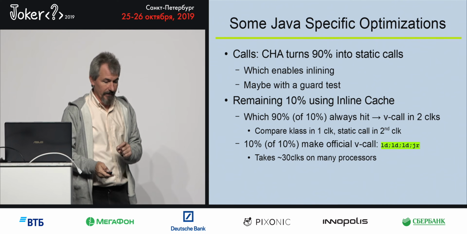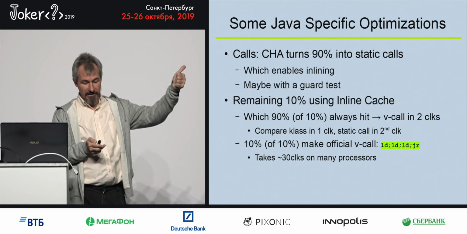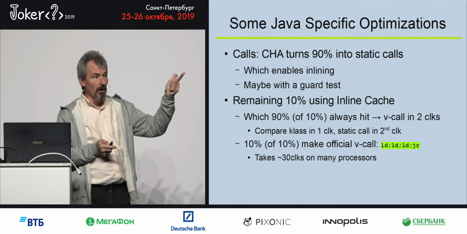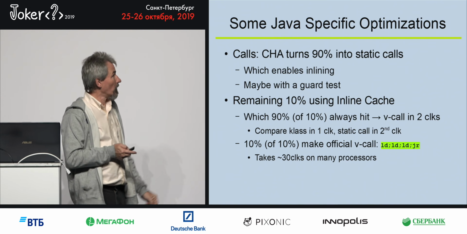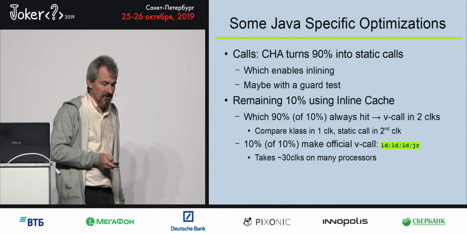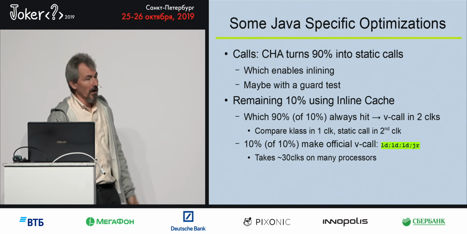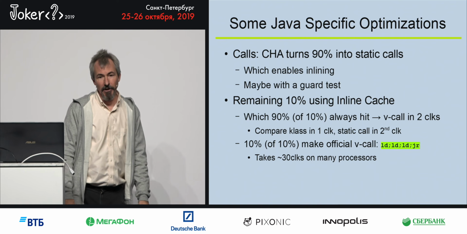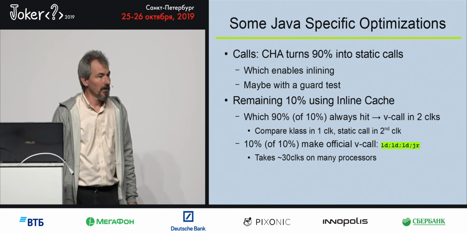So on a hit, it's a load, compare, branch. You got the correct class. That's one clock cycle on an x86. Second one, static call to a known target. It's 2 clocks to do a virtual call for roughly 90% of the 10% using inline caches. The remaining calls are actually megamorphic. They actually go to multiple targets. And there you have to do the hard math, which is a load, load, load, jump register.